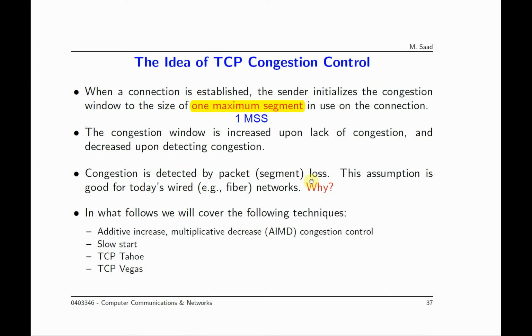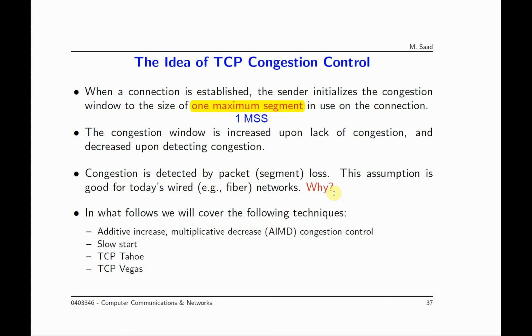So this is the question which is here. Basically, I just tried to answer it. So this assumption that congestion is detected by packet or segment losses is basically good for today's wired networks. Why is this true? Because the main reason for packet losses in a wired network is congestion. So if we get a packet loss, we can assume that there is congestion, and this is most likely correct. This is a good assumption.